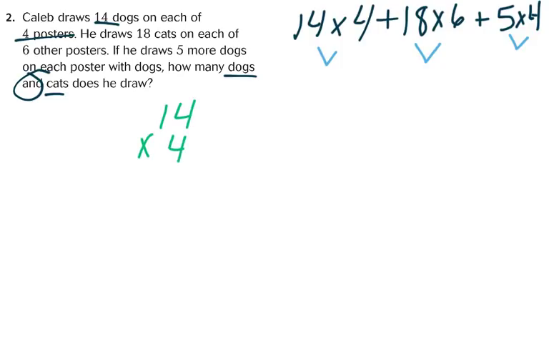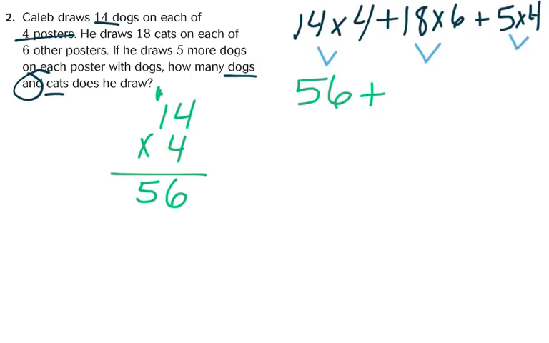I'm going to do it off to the side. I'm going to use my regrouping method for this one. So 4 times 4 is 16. I put my 6, I carry my 1. 4 times 1 is 4, plus 1 more is 5. So 56. 56 dogs on those 4 posters.